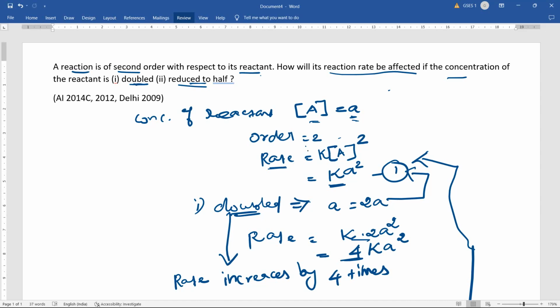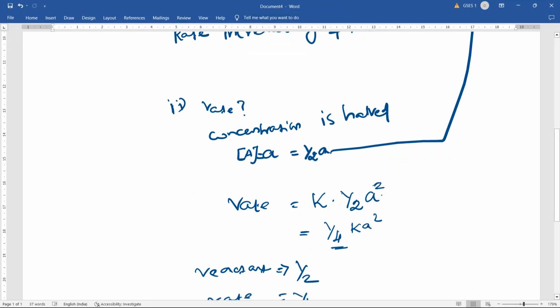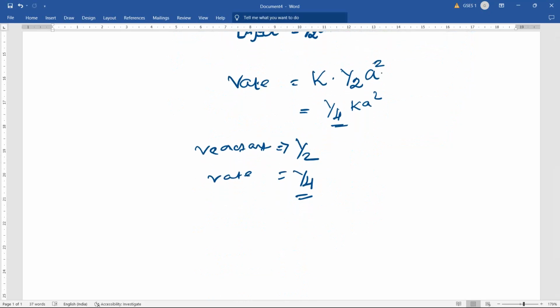So if the concentration is doubled, A is equal to 2A, and if we substitute that, we get this value. The rate has been increased by 4 times. And if A is halved, A is equal to 1 by 2 A. If we substitute that, we get that if the reactant concentration is reduced by half, the rate will be reduced to a quarter. That's the thing.